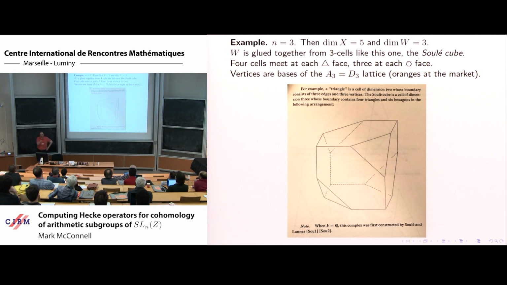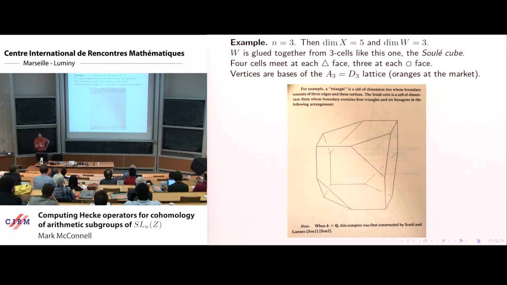I have now learned how to do Soulé cubes on a 3D printer, and I was going to bring my Soulé cube and show it to you, but you'll have to do with this old picture. So, like I said, for SL2, you take a graph, and there are 3 edges at each vertex. So here you take this truncated cube, and at each hexagonal face, you glue together 3 of the Soulé cubes. Of course, they don't overlap when you're in the 4th, 5th dimension. And you're in the 5th dimension, dim X equals 5. At each triangle, you glue 4 of the cubes together at a common triangular face.